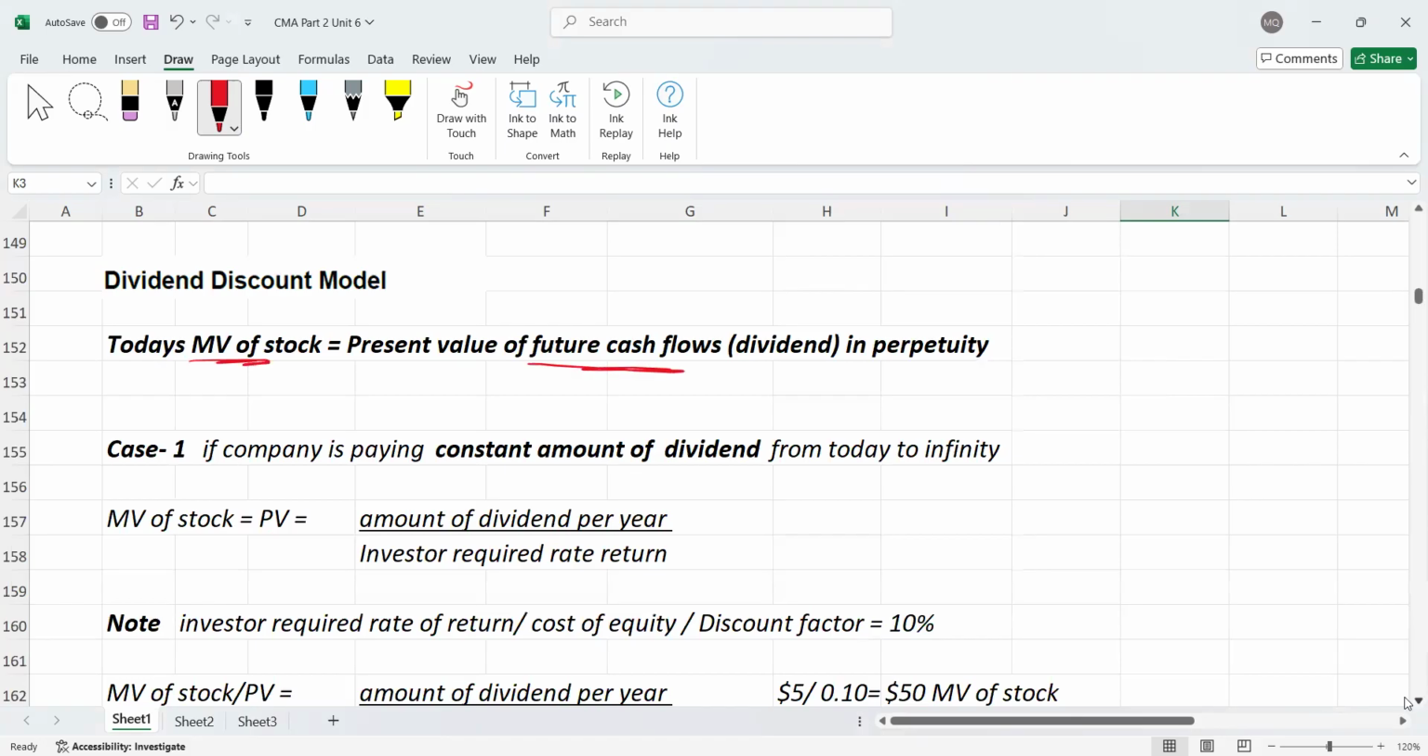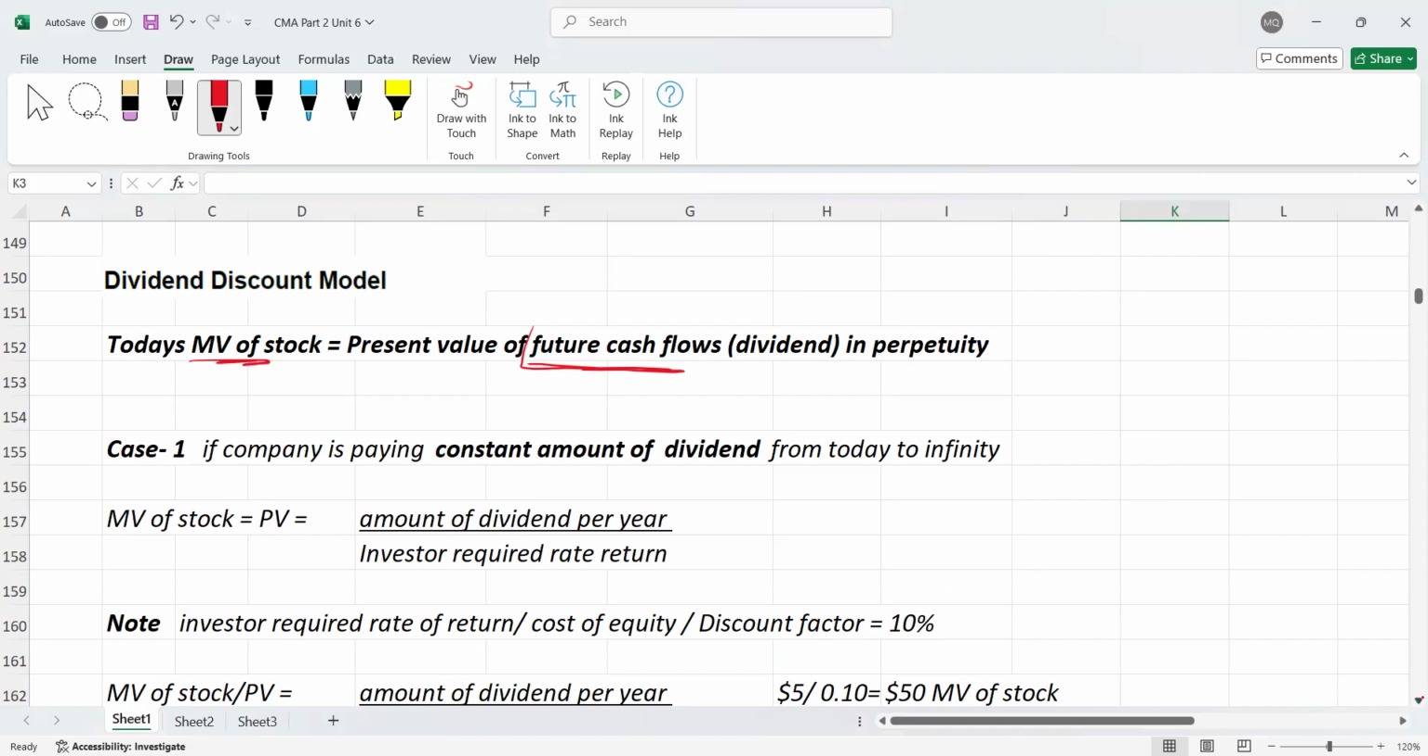We discussed this concept in bonds also. In bond valuation, if you want to calculate the market value of bonds, we have to consider the future cash flows associated with the bonds. In bonds, the future cash flows were interest payments, which we make as a company for a specified period of time, plus at the end of the loan period we repay the face value. A similar concept we are going to discuss for stock valuation.